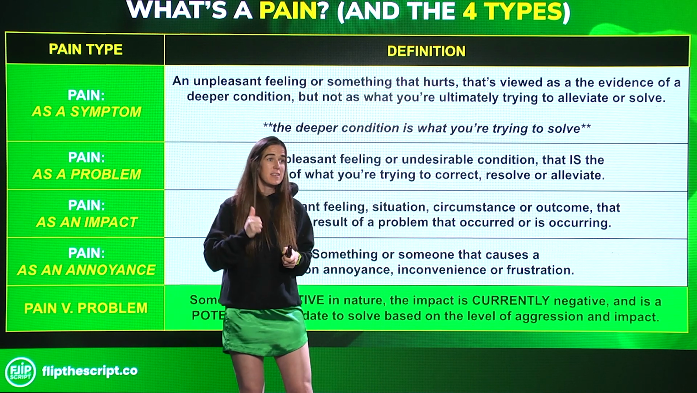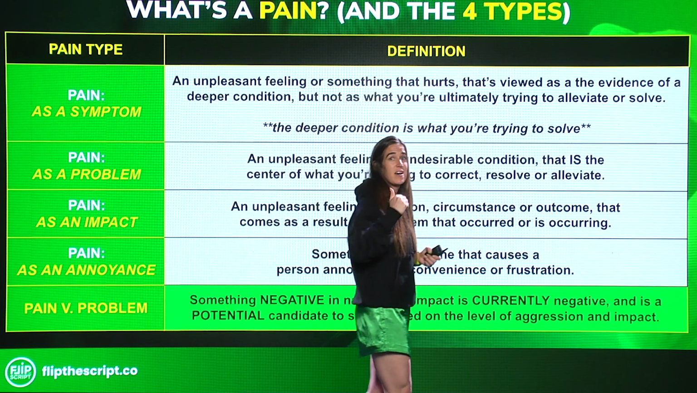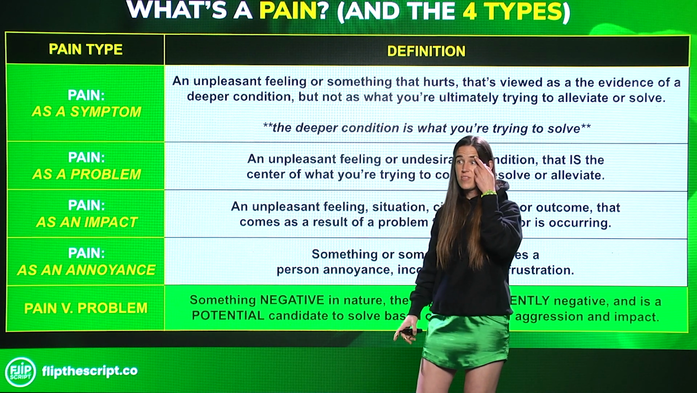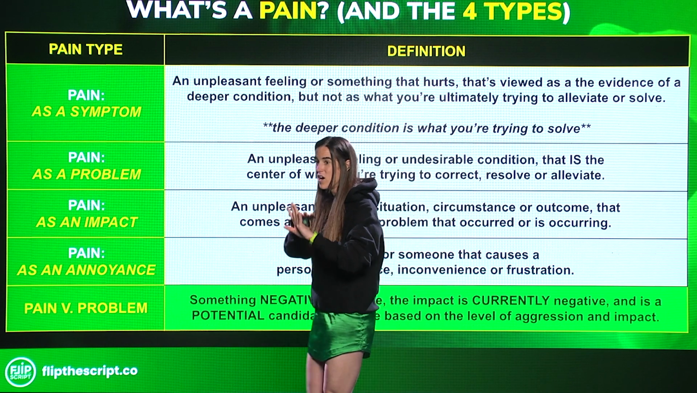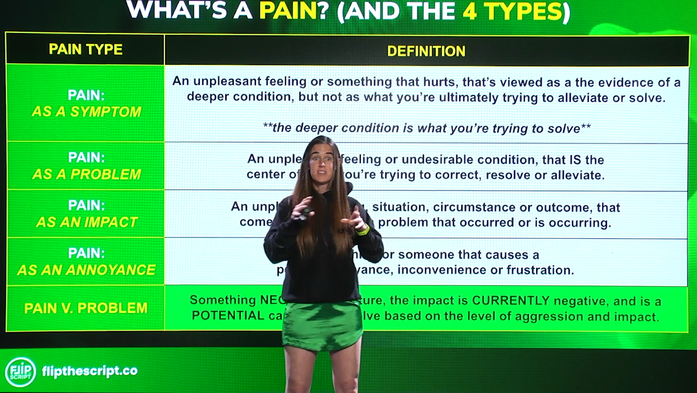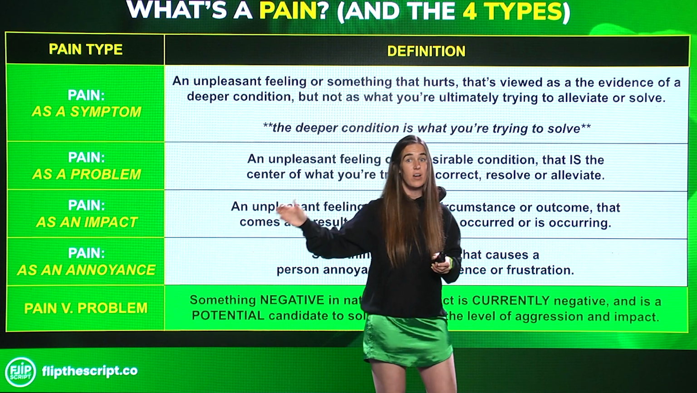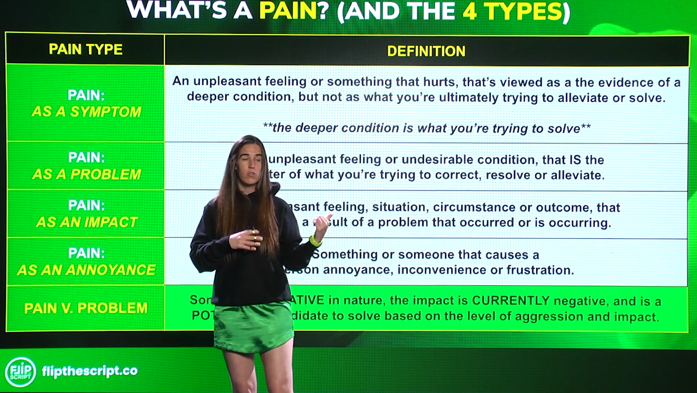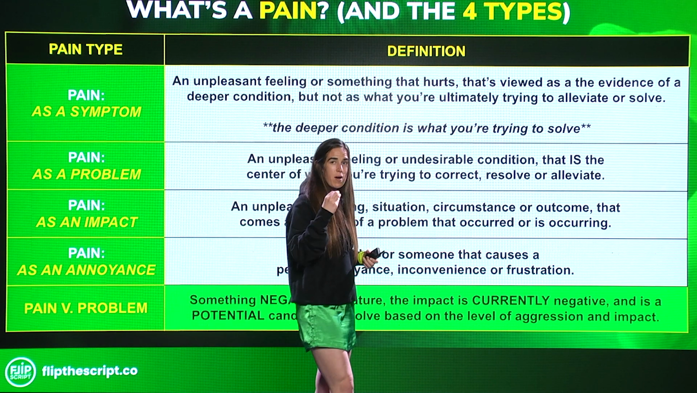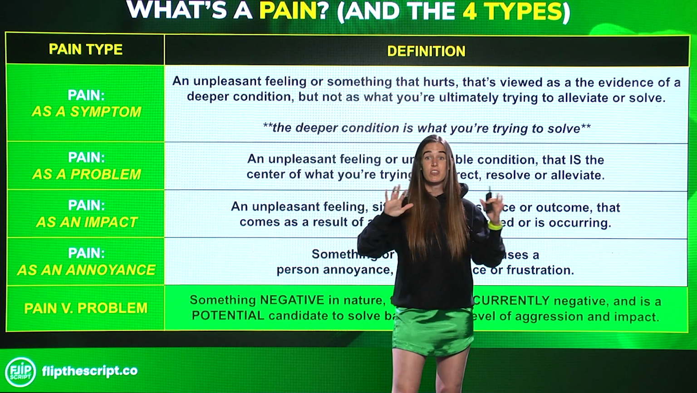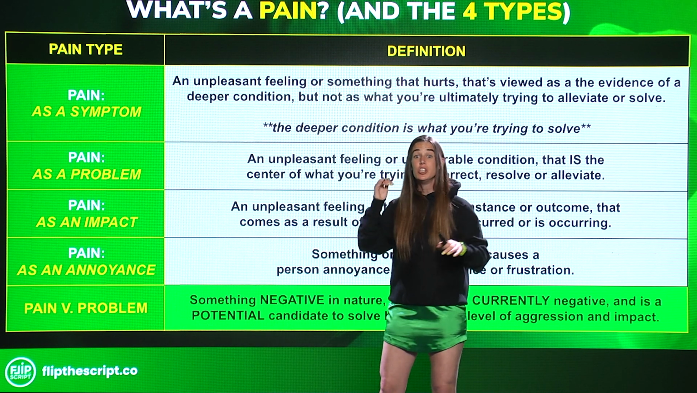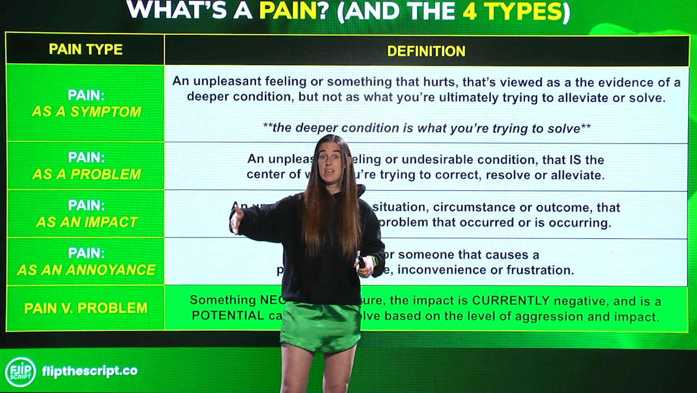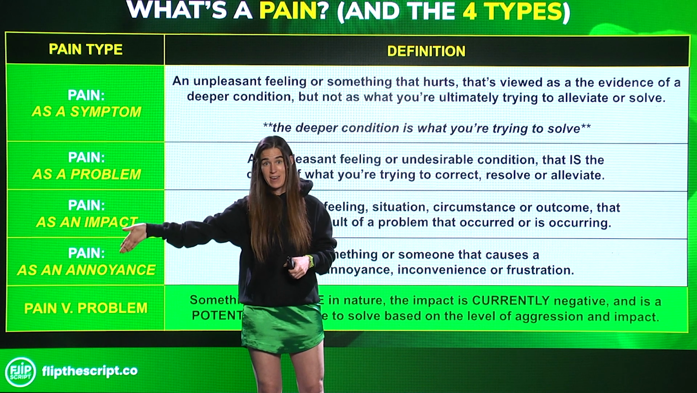Pain as an impact. Sometimes pain can be the impact of something, a deeper condition happening. Let's say there is some type of problem that has gone unsolved, and as an impact of that problem not being solved, the person will incur pain. We're going to go into problems in a second, but there are some problems that are just neutral problems, where you're trying to stack things in a certain criteria to hit a metric or a goal. Pain as an impact would be, if I don't hit that goal, I will incur pain.